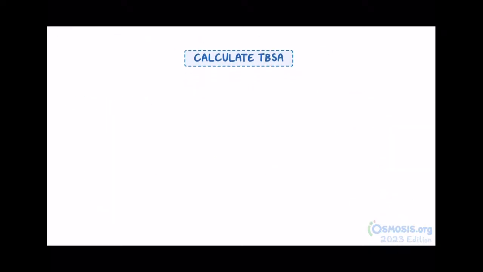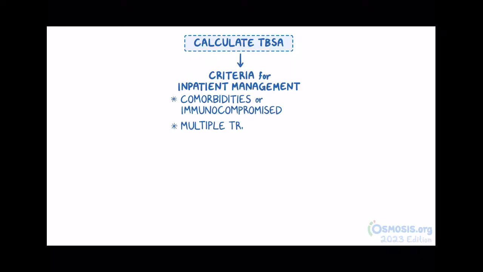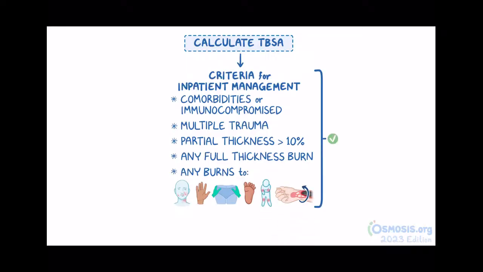Once you determine the TBSA for your patient, you should decide whether they meet the criteria for inpatient management and even transfer to a dedicated burn center. Comorbidities or immunocompromised state, multiple trauma, any partial thickness burn greater than 10% TBSA, any full thickness burn, any burns to the face, hands, perineum, feet, or over joints, and any circumferential burns are criteria for inpatient burn treatment.